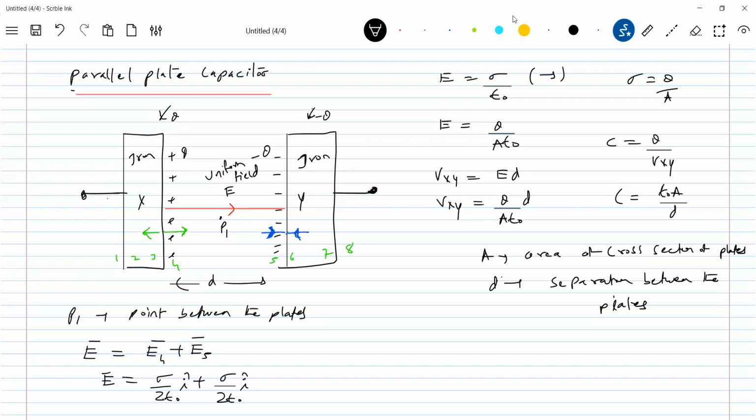What about the energy stored in this capacitor? Again, it can be U equal to Q square by 2C. Any of the formulas you can apply. Okay, next question comes. How to use this practically?